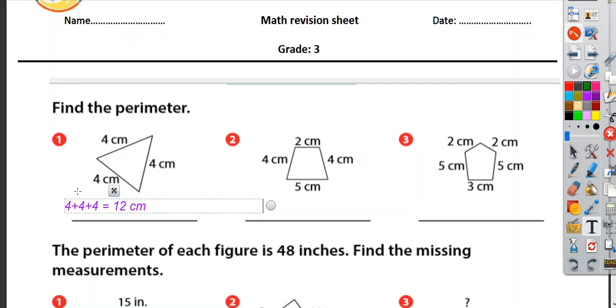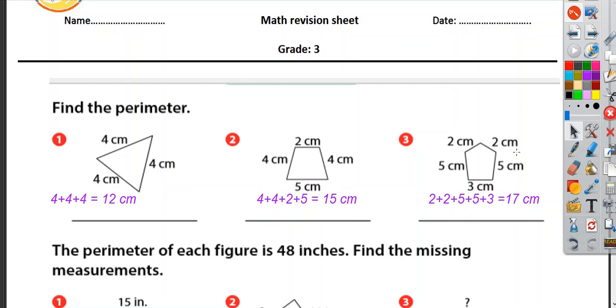Next question. We have this trapezoid. Find the perimeter. Just add 2 plus 4 plus 4 plus 2 plus 5, which equals 15. 4 and 4 is 8, 10, 15, and don't forget to add the centimeters. Finally, we have this pentagon. Just add 2 plus 2 plus 5 plus 5 plus 3. Those are 7, 7 and 7 is 14, 14 plus 2 plus 3 is 17 centimeters.